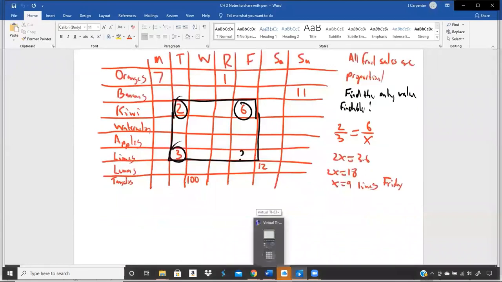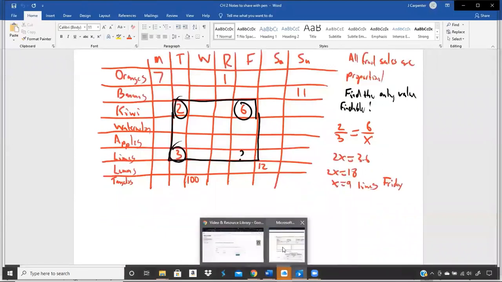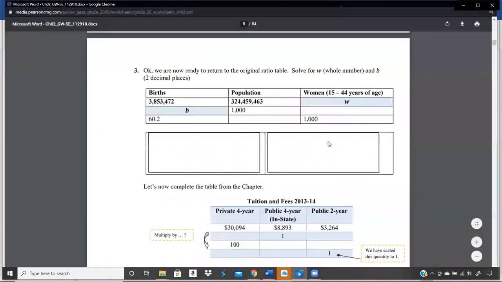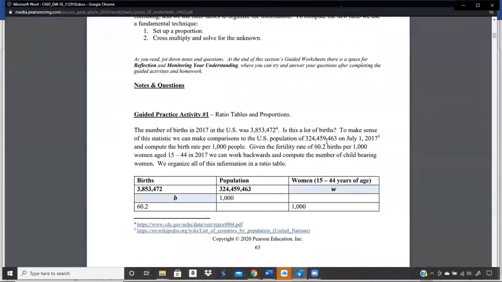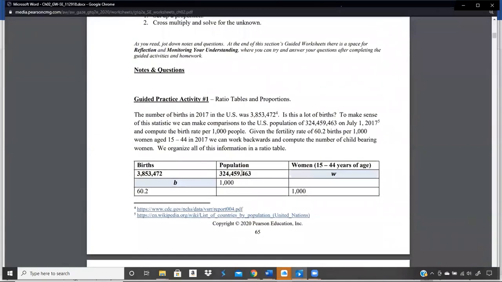So what we did from there is we pulled up our guided worksheet, and we were talking about how we have some births based on a population. We said maybe we shouldn't base it off of the whole population, maybe just the number of women of birthing age. We wanted to find out how many births there would be if there was only a population of 1,000 people. This is scaling. It's not scaling to 1, it's scaling to 1,000. We could also say that there's 60.2 births for every 1,000 women of birthing age.